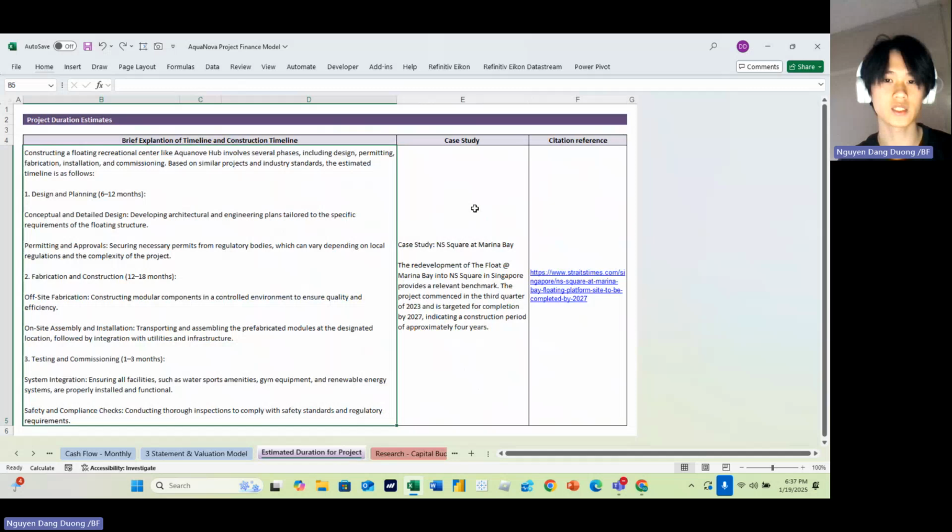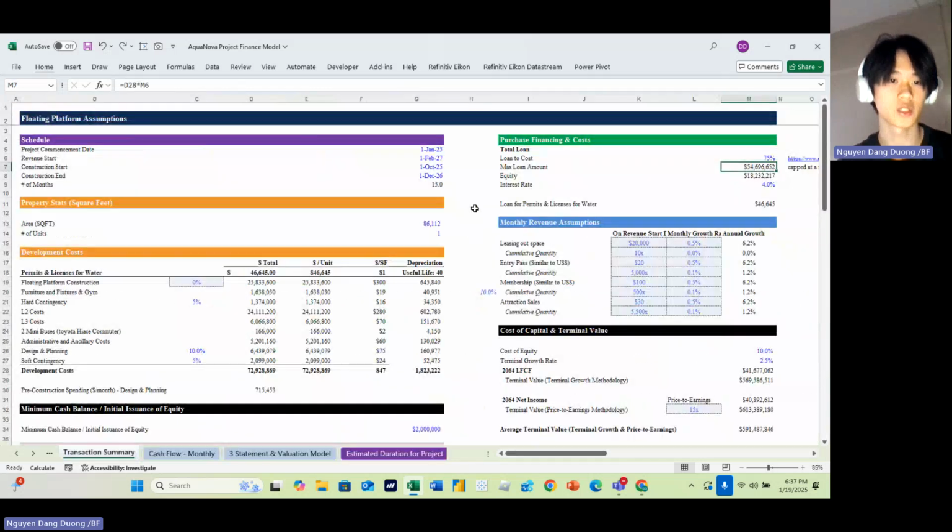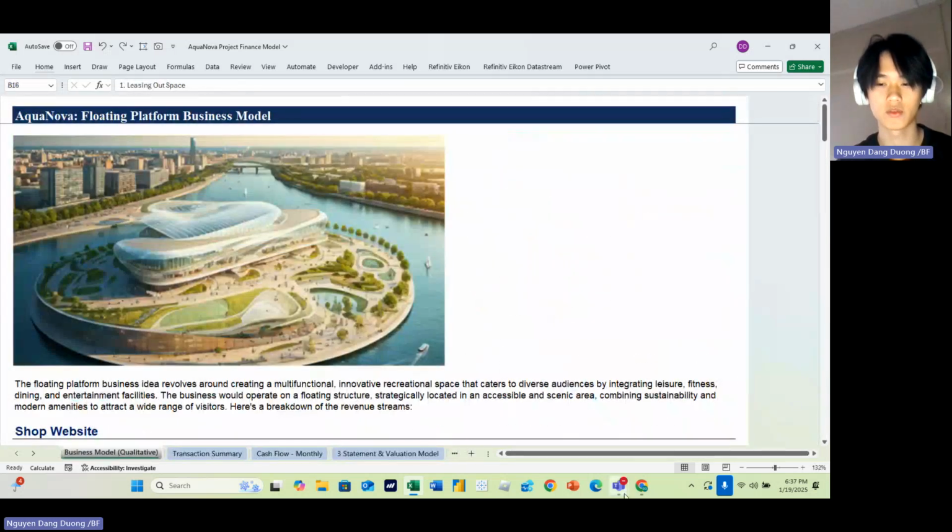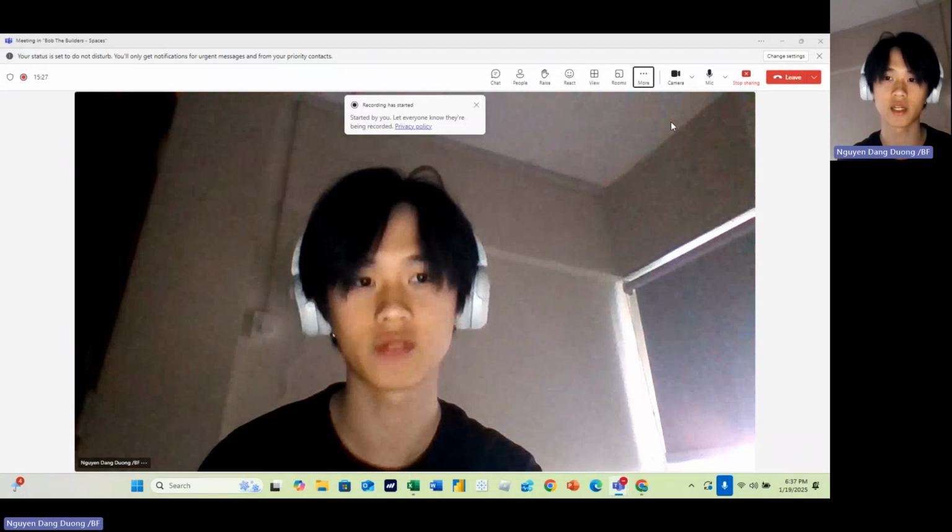And yeah, that's about all for the financial. That's about all for our project finance model.